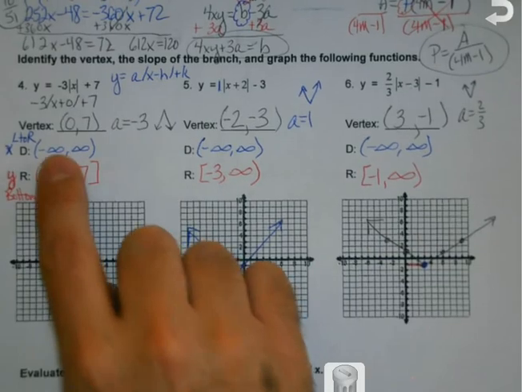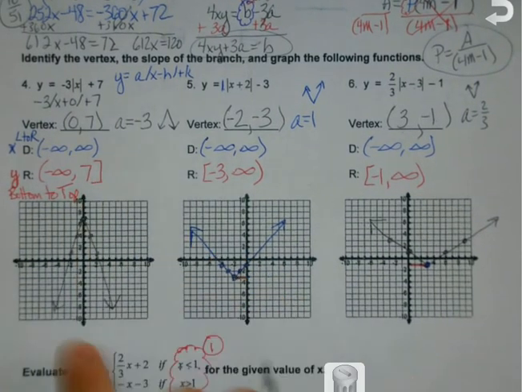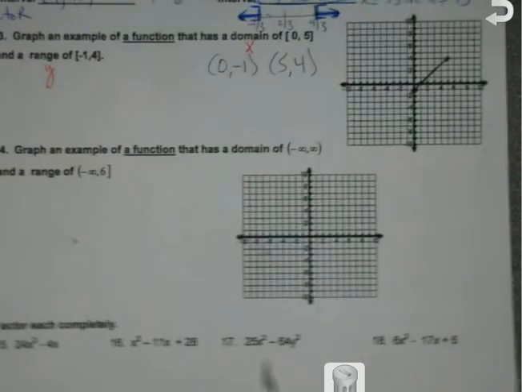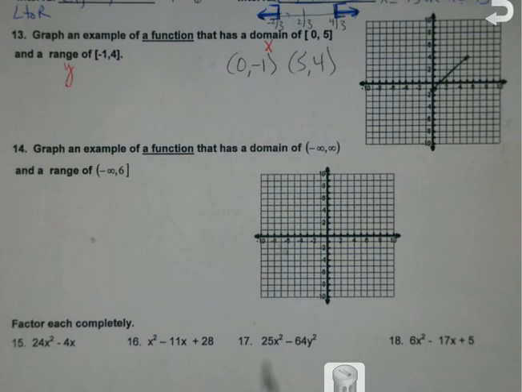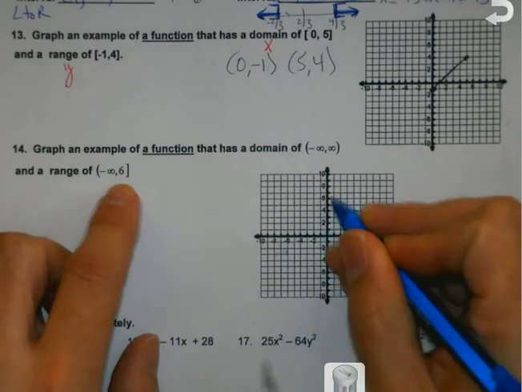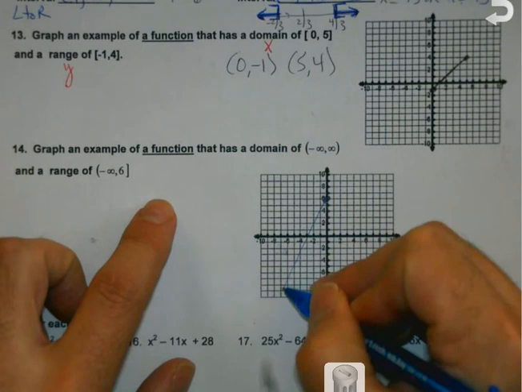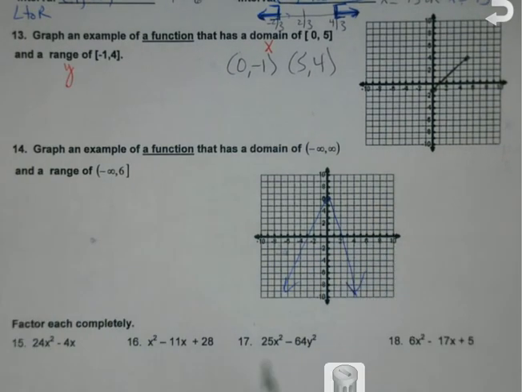Here's one where I was negative infinity to infinity, negative infinity to 7. Looks like it just went up. Okay, I can do this. Let's flip this back over. So my range goes from a bottom of negative infinity up to 6. Wonder if this would work. Let's see. I hope it does.